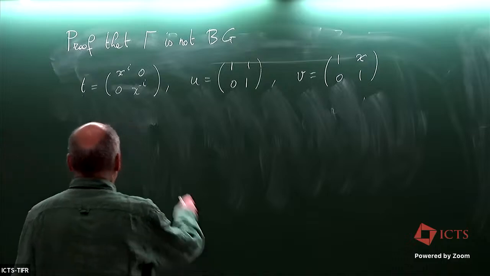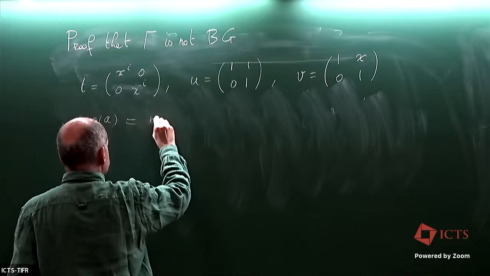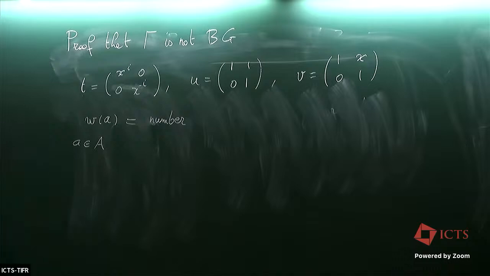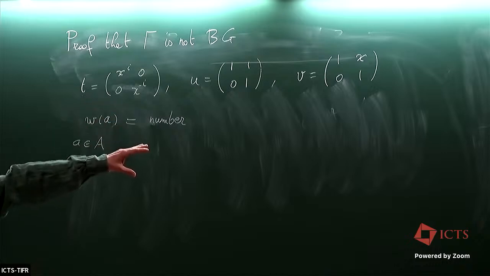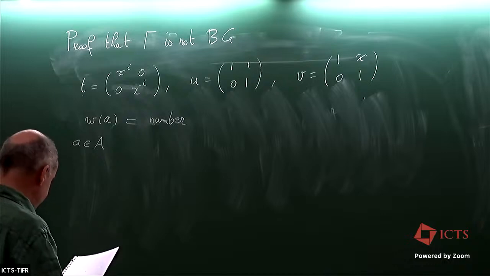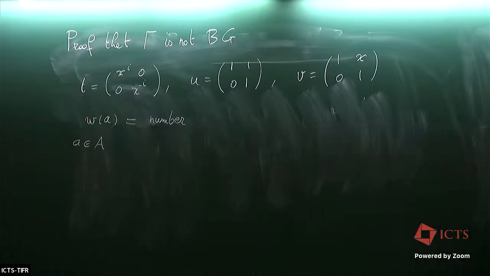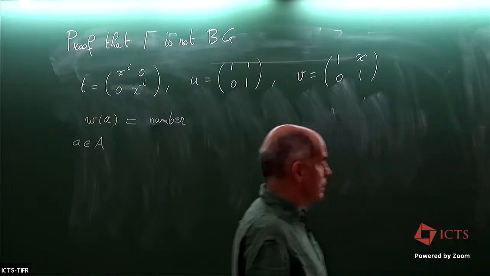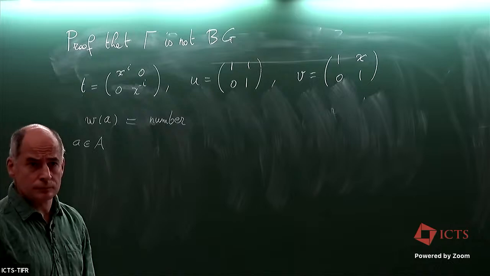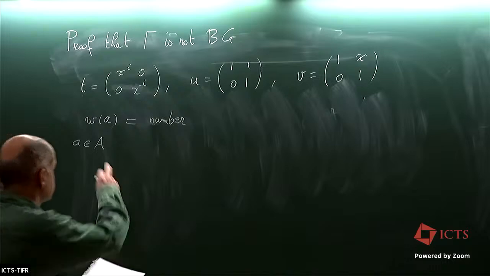So we can define the width of an element A, where A is a Laurent polynomial, as the number of non-zero terms. Yes, it is a corollary of both theorems. So if you know the proof of that theorem, you can skip this one. But if one doesn't know, maybe it's worth a sketch.